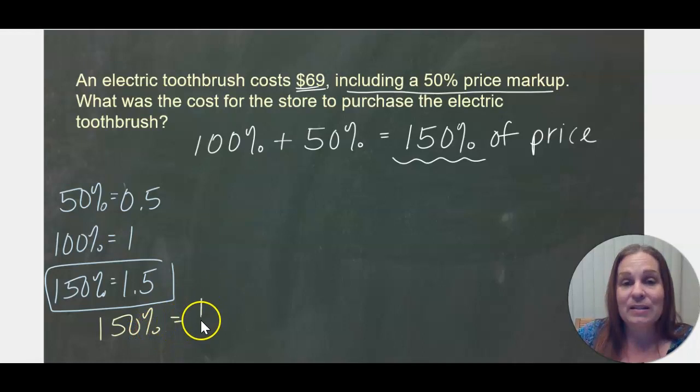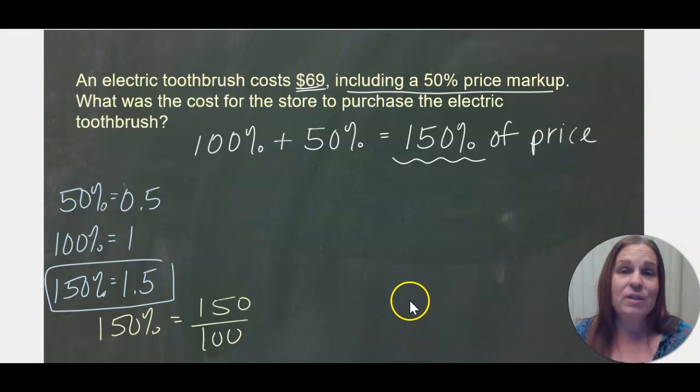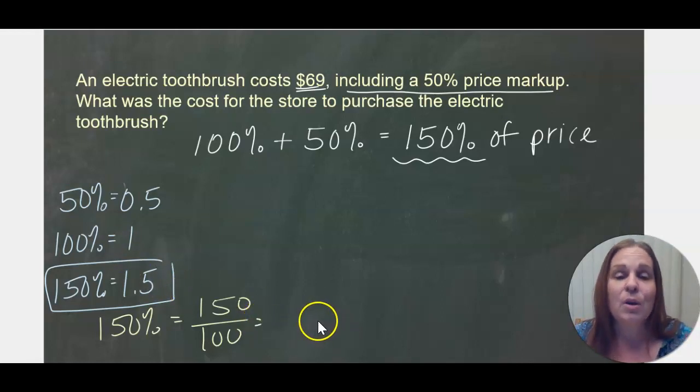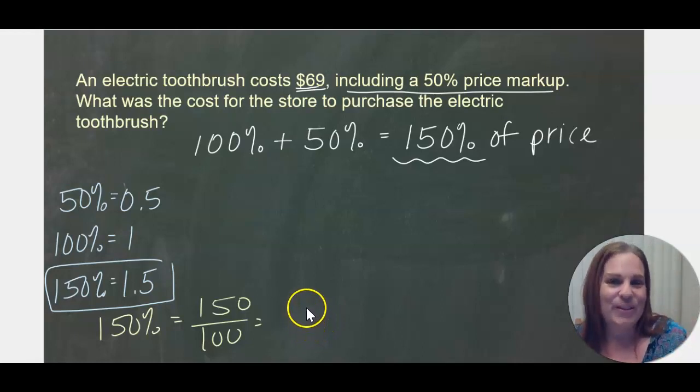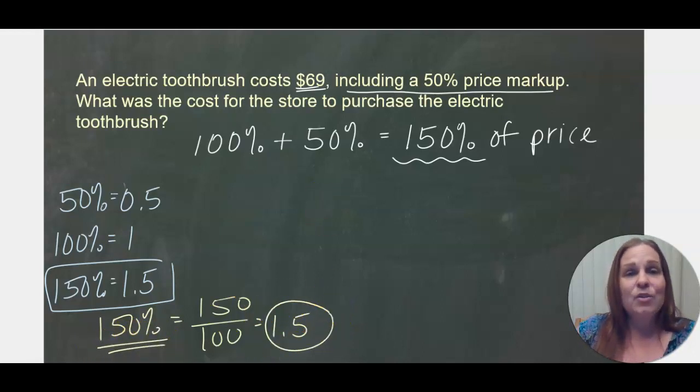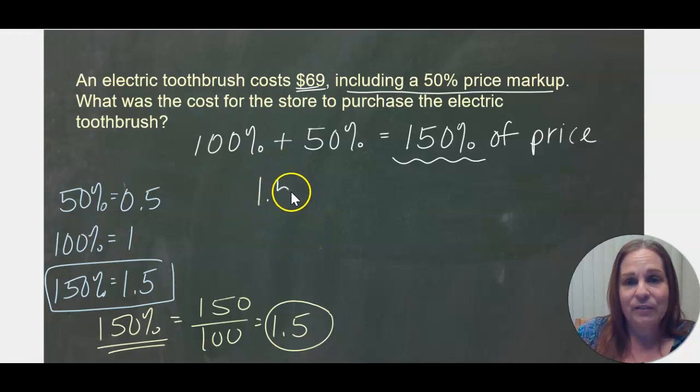If you're not sure or you didn't follow that, another way you could do it is 150% means 150 hundredths, right? Remember, percent and hundredths mean the same thing. So when in doubt, just put the percent over 100. Then we can divide. On your calculator, you can do 150 divided by 100, and that's another way to convert 150% to a decimal. Okay, so our decimal of 150% is 1.5.